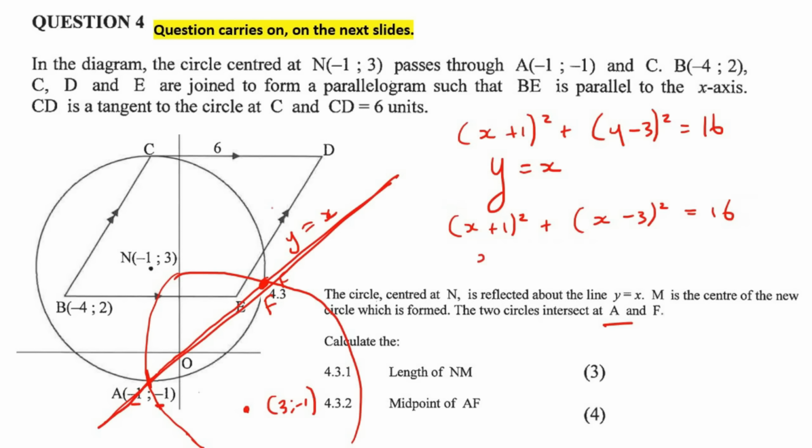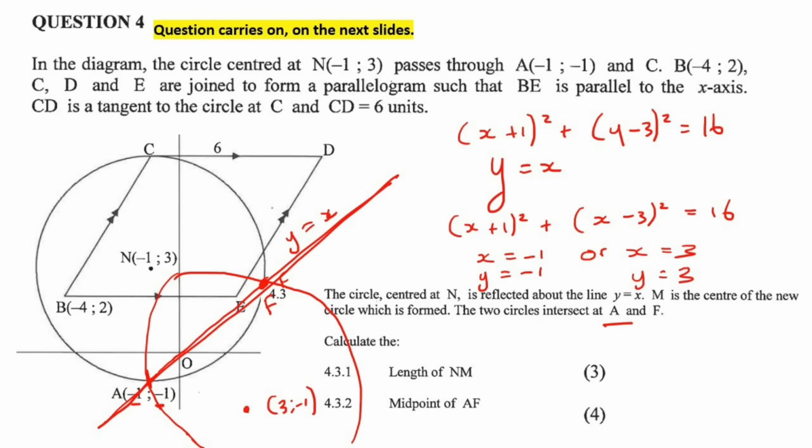And when you do that, you should end up with x equals -1 or x equals 3. If you then work out the y values for each of those, this one would be y equals -1, and for this one, it would be y equals 3.